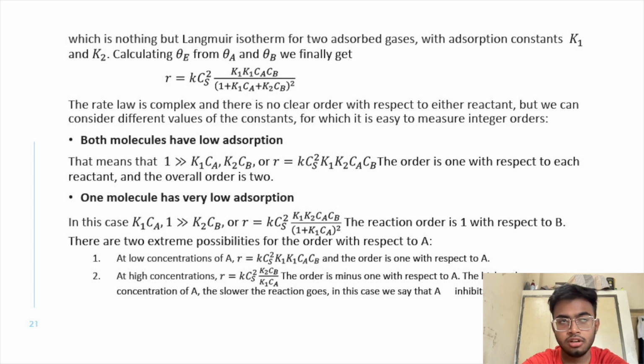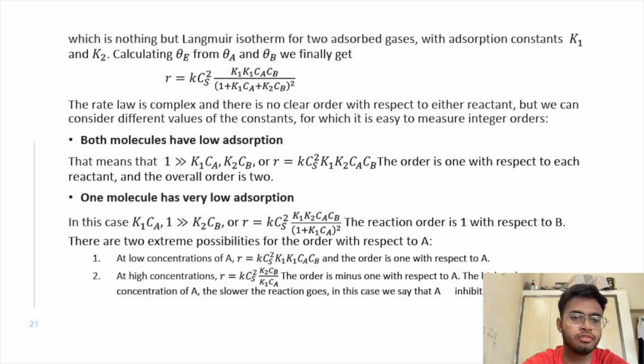And thus our final rate expression becomes R is equal to K times concentration of S squared into K1 into K2 into concentration of A into concentration of B divided by 1 plus K1 into concentration of A plus K2 into concentration of B, whole squared. The rate law is complex and there is no clear order with respect to either reactant, but we can consider different values of the constants for which it is easy to measure integer orders.